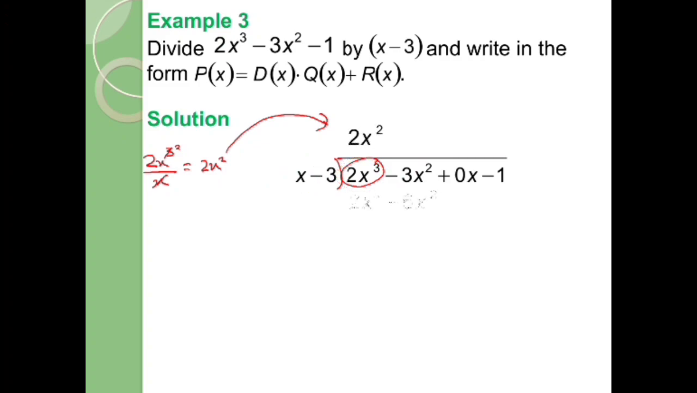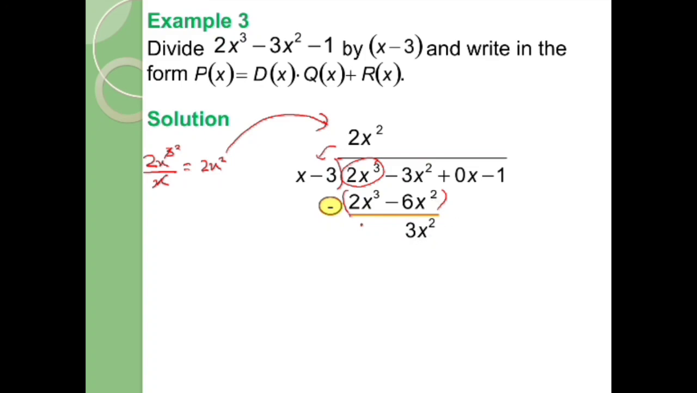Next, multiply 2x squared with the divisor. So 2x squared multiplied with x minus 3 is just 2x cubed minus 6x squared. Remember to write the minus outside and then put a bracket. Next, just subtract the terms. Make sure the first term here must be 0. If it's not 0, then that's a problem with your choice of quotient term. So the next term is negative x squared minus negative 6x squared. You will get 3x squared.